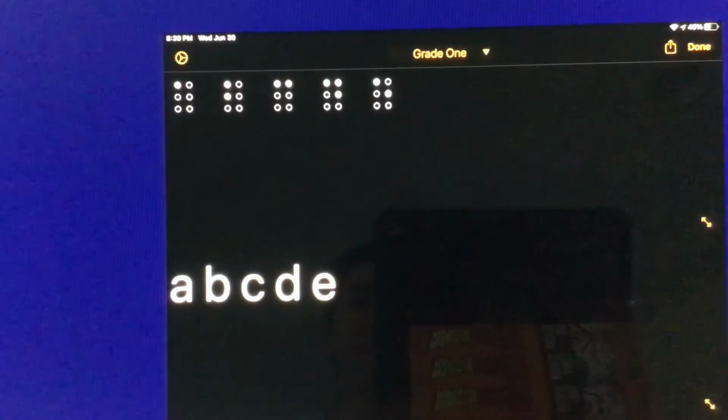So you need to memorize each character or contraction by the dot combinations themselves, by the numbers. So once again, A, dot 1, B, dots 1, 2, C, dots 1, 4, D, dots 1, 4, 5, and finally, the letter E, dots 1, 5.